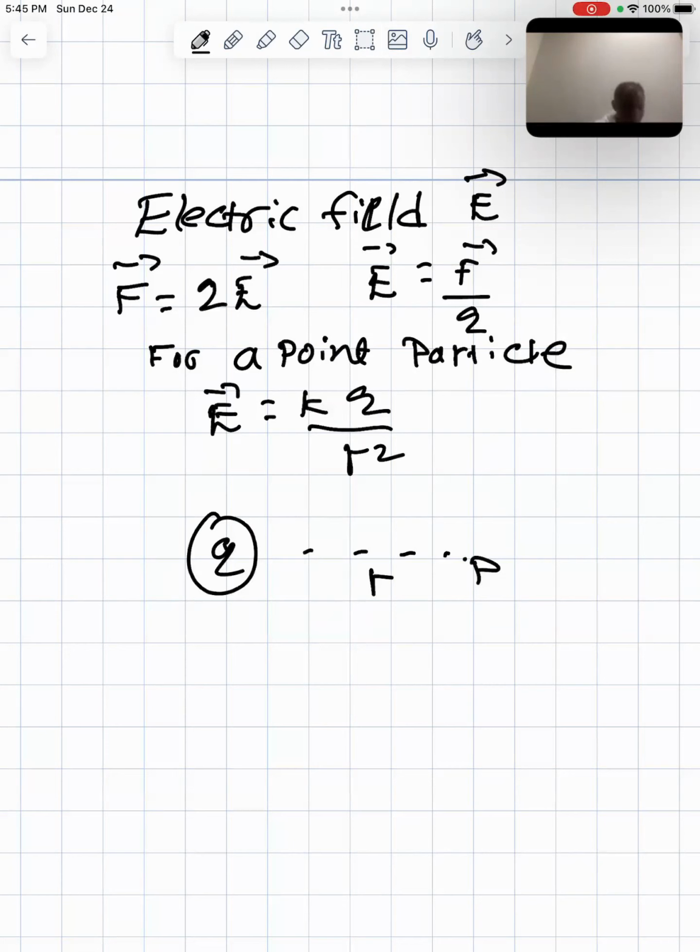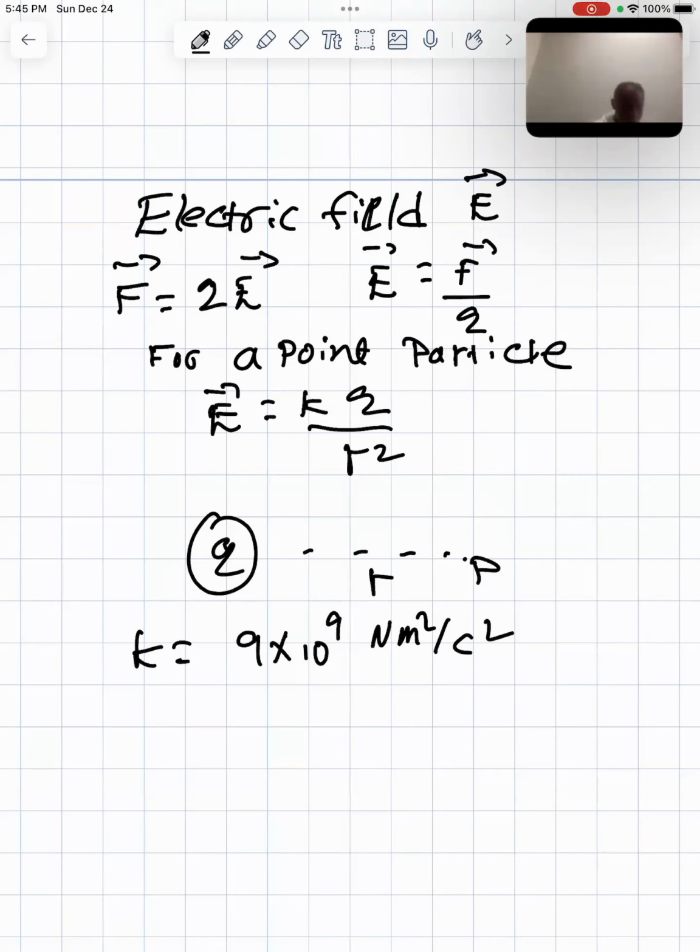So the electric field is going to be K times Q over R squared, and K is a universal constant, 9 times 10 raised to 9 Newton meter squared over Coulomb squared. So we discussed that, and I prepared a YouTube video. Please check that YouTube video. Now today I'll discuss if I have a continuous system. So today's lecture is about continuous system.